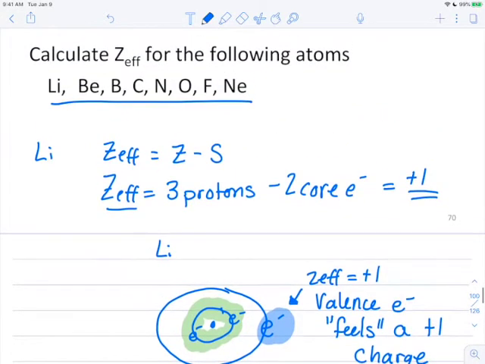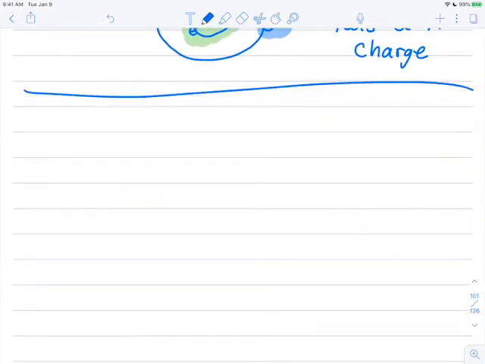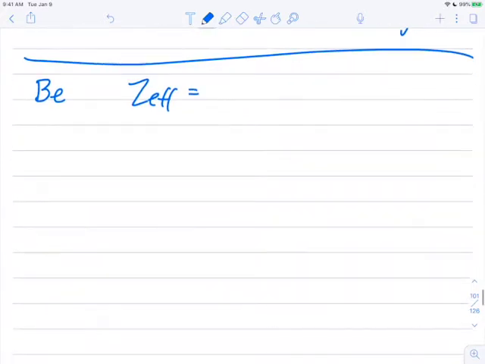All right, so let's continue on and do beryllium next. We're doing Z effective, and we know it is the number of protons minus our core electrons.